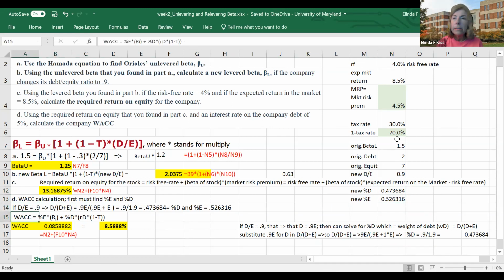Now we use those numbers in the WACC equation, which is shown in row 15, in cells A15 through D15, as WACC equals the percent of equity times the required return on equity plus the percent of debt times the required return on debt, the interest rate on debt, times 1 minus the tax rate. The WACC equals the percent of equity multiplied by the cost of equity plus the percent of debt multiplied by the cost of debt multiplied by 1 minus the corporate tax rate. The answer is 5.888% as calculated in cell B16 as a decimal and converted to a percentage in cell D16.